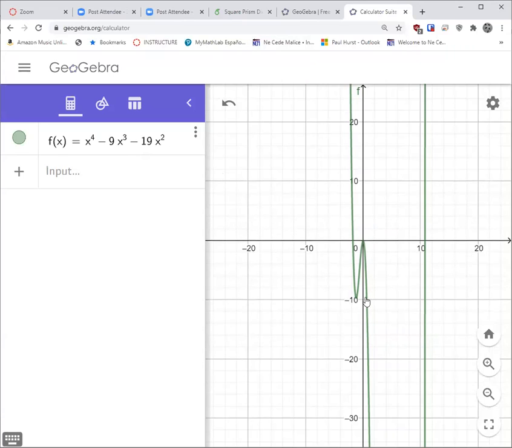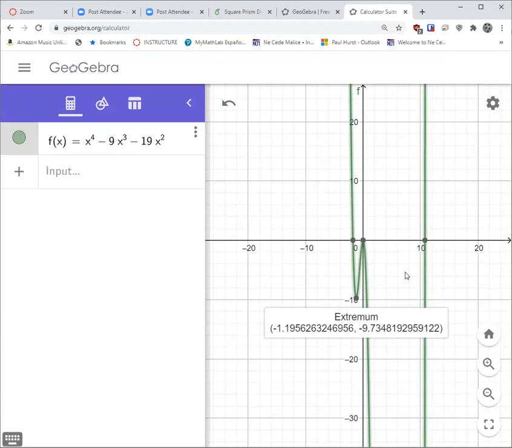And this low point is negative, okay, let's see, round to 2 decimal places. So this is negative 1 point, okay, so we rounded this 5 up. This 5 makes you round the 9 up to a 10. So it's negative 1.2, comma, negative 9.73. That's a local minimum.